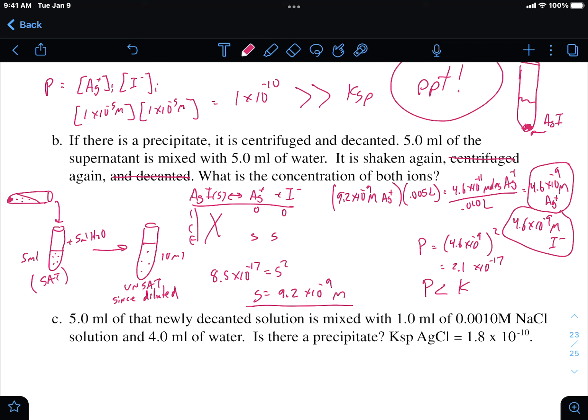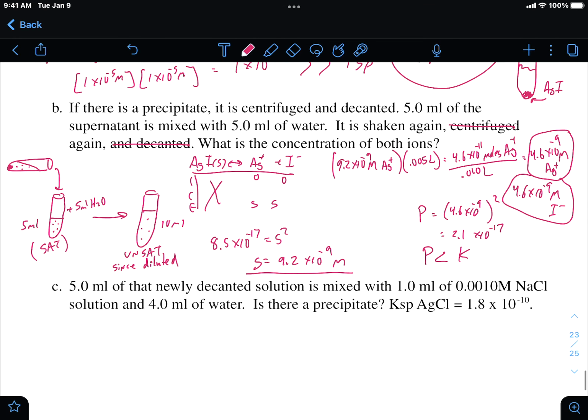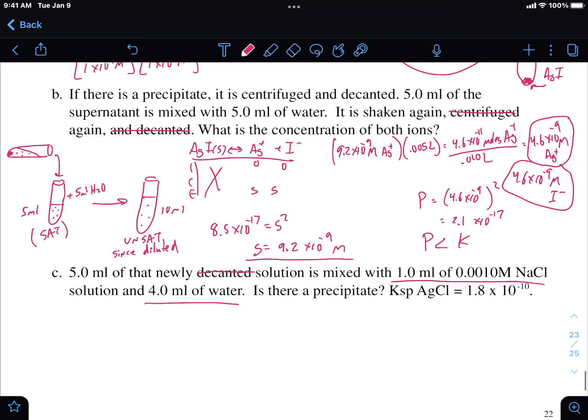All right, so we have the concentration of both ions now in part B. Let's move on to part C. 5 milliliters of that newly decanted solution. Well, it's not decanted. We're just taking 5 milliliters of that solution. Okay, is mixed with some sodium chloride and water. Is there a precipitate? So sodium chloride. So now what we're doing is we're evaluating the equilibrium system for silver chloride.